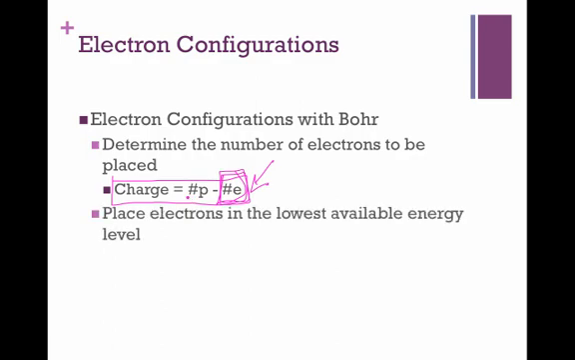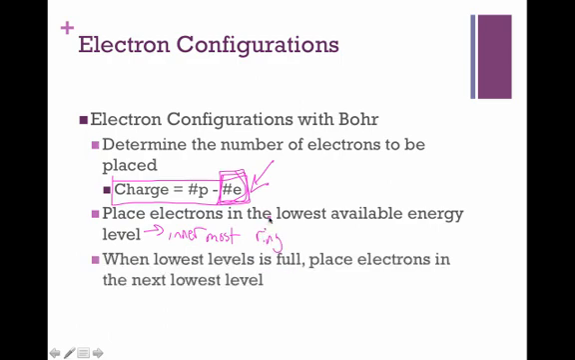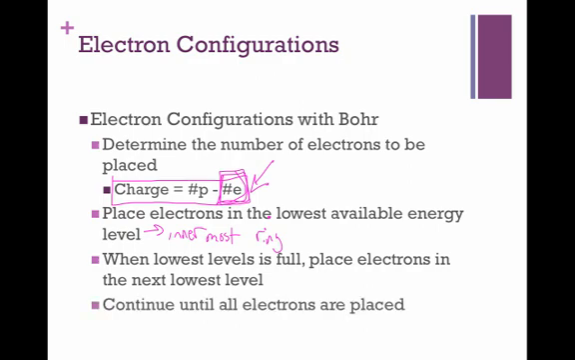Once you figure out the number of electrons, you're going to start by placing electrons in the lowest available energy level. The lowest available energy level is always the innermost ring. When that ring is full, that forces us to move on to the next one. So when the lowest energy level is full, you place electrons in the next lowest available energy level, which is the next lowest ring. You'll continue this process until all the electrons that you counted up from earlier have been placed in your model.